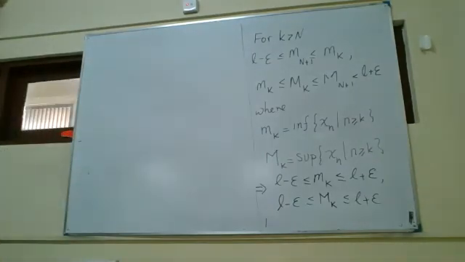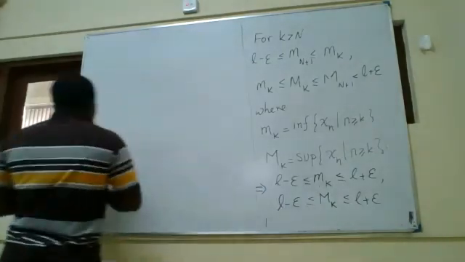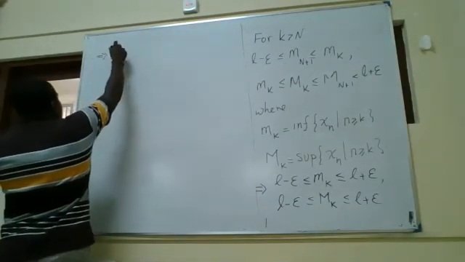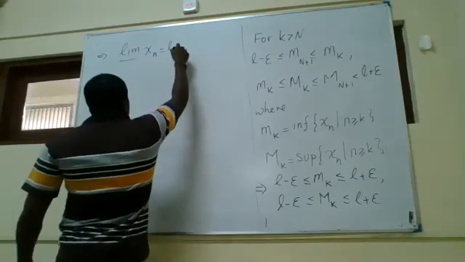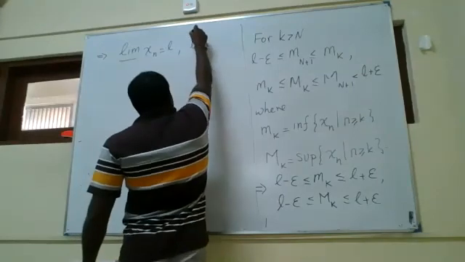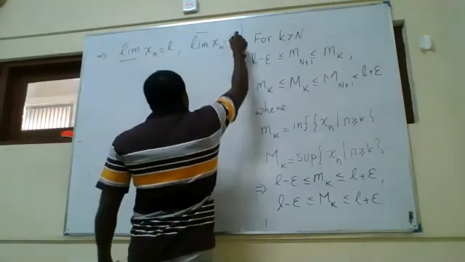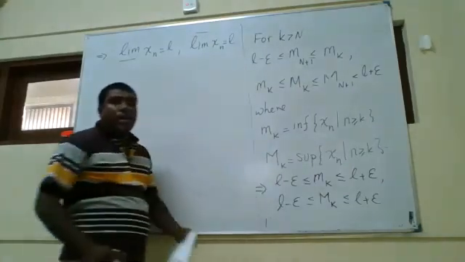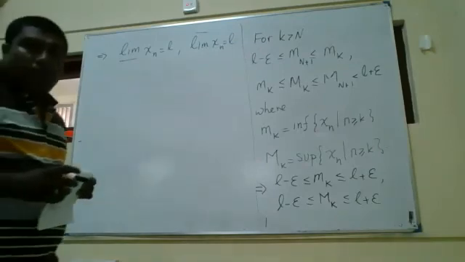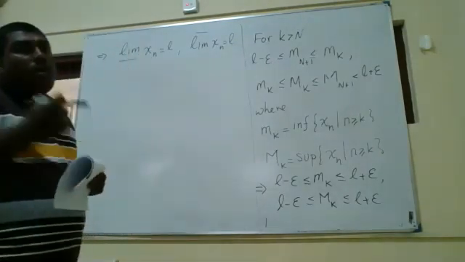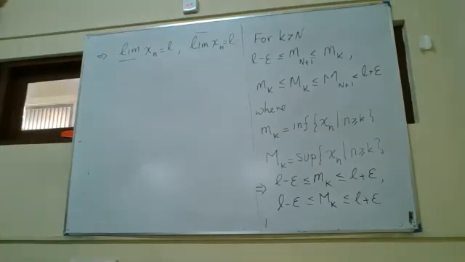So from the first line, you get the lower limit is L, and from the second inequality, you get the upper limit is L. If you combine them, the upper limit and lower limit are equal. So that is not a big thing to do here.